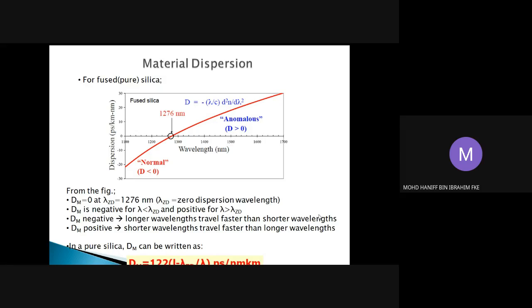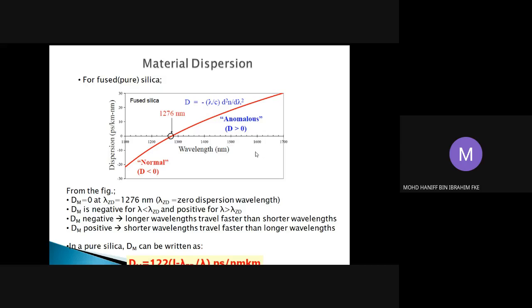This is a special formulation which can be used to calculate the material dispersion parameter, based on this diagram. For pure silica, Dm is written to be 122 times (1 minus lambda zd divided by lambda). Lambda zd is known to be 1276 nanometer. So by this equation, we can obtain the value of the material dispersion parameter Dm at any wavelength value.